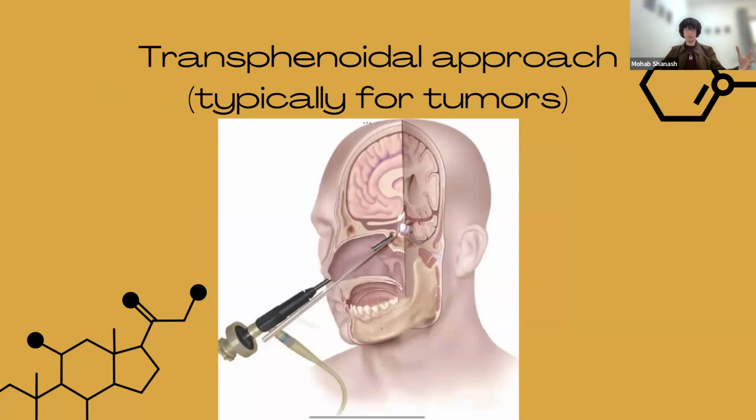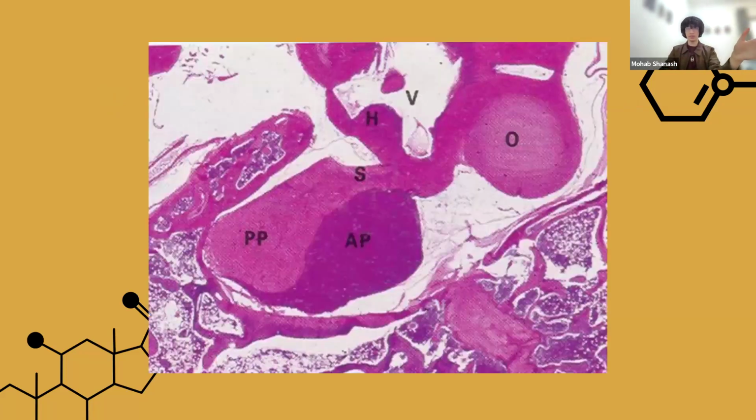So a much easier method is to go through the nose, have an incision in the sphenoid, and deal with whatever we need to deal with through our nose. And that's called our transsphenoidal approach.